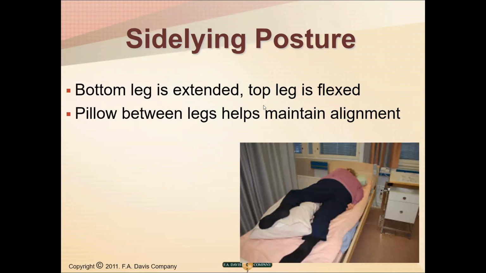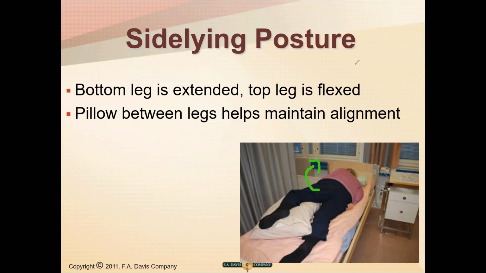Sidelying posture is kind of the next best. The bottom leg's extended, top leg is flexed. A pillow between the legs helps maintain that alignment. We kind of lay like this. A lot of times we're going to have to put our stroke patients in this position, right? In order to get that arm up here where we can actually get it in their view sight.